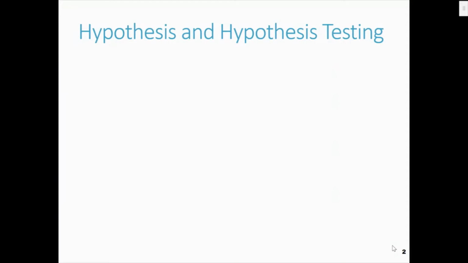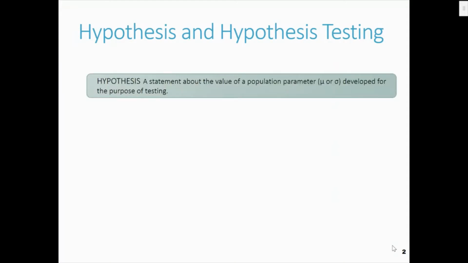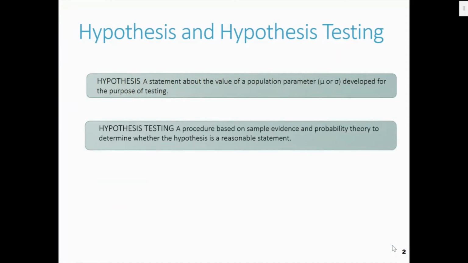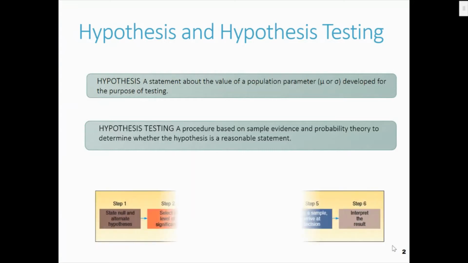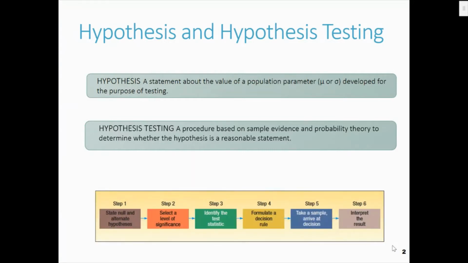Let's remind ourselves about hypothesis and hypothesis testing. A hypothesis is a statement about the value of a population parameter, the population mean or the population standard deviation, developed for the purpose of testing. A hypothesis testing is a procedure based on simple evidence and probability theory to determine whether the hypothesis is a reasonable statement or not. Hypothesis testing has 6 steps, and in this one session we are focusing on step 4.